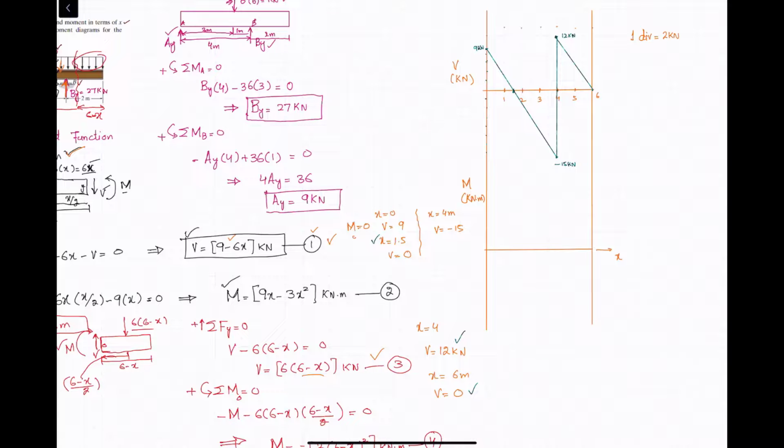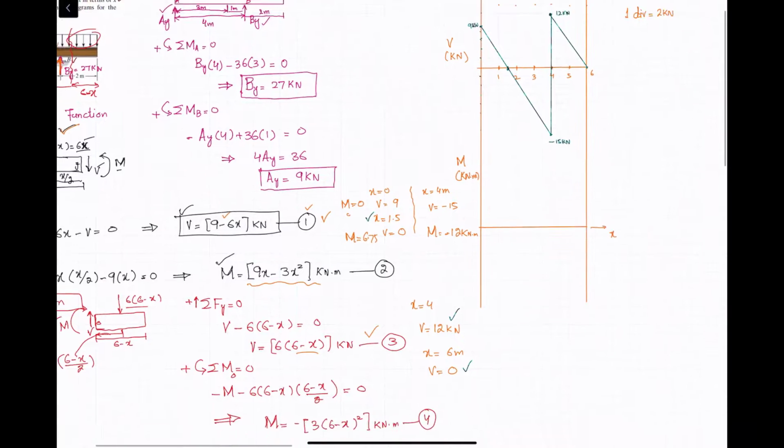You can check: 9 into 0 is 0, minus 3 into 0. Let me first write this thing. Now at x is equal to 1.5, when you put x is equal to 1.5 into equation number 2, you will get the moment is equal to 6.75. Similarly, at x is equal to 4, you can put x is equal to 4 in equation number 2, you will get moment is equal to minus 12 kilonewton meter.